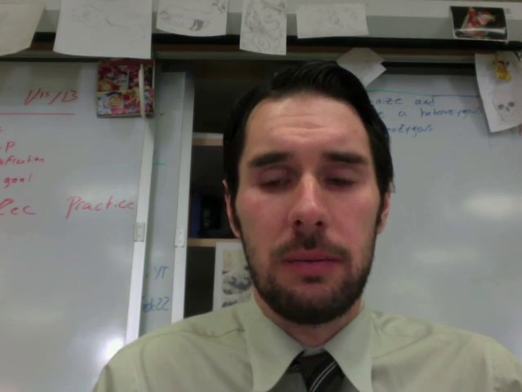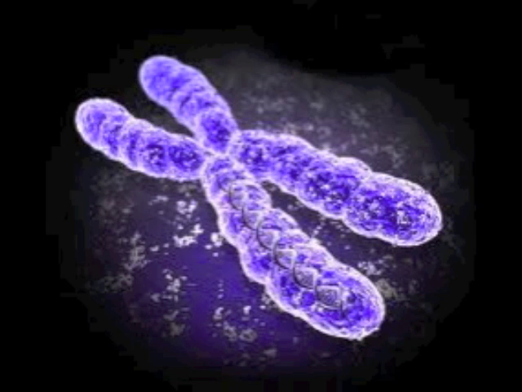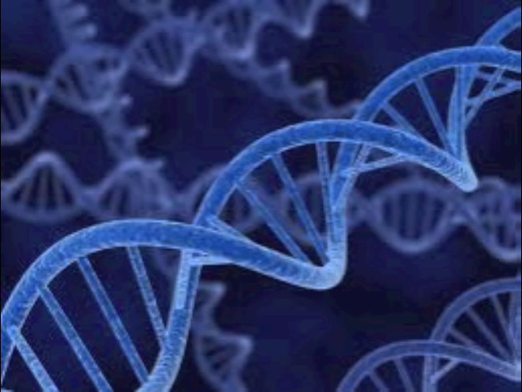Let's take a look. Types of genes in organisms. What are alleles? Alleles are another name for specific genes. For example, instead of saying, oh, she has genes for brown eyes, we will now say, she has the alleles for brown eyes. Within the chromosomes, you have hundreds and hundreds of alleles. And alleles are specific bands within the chromosomes that represent a specific trait. These alleles are made up of DNA and give you the visible traits or the invisible traits that we see.